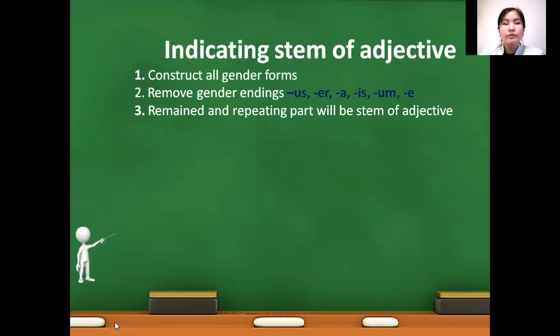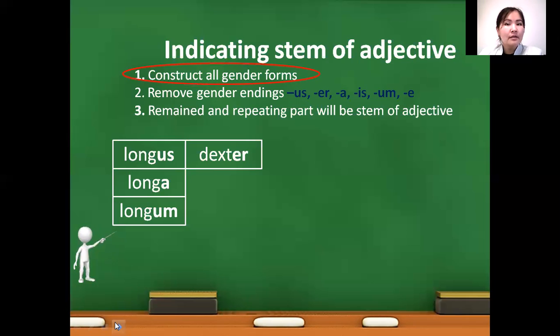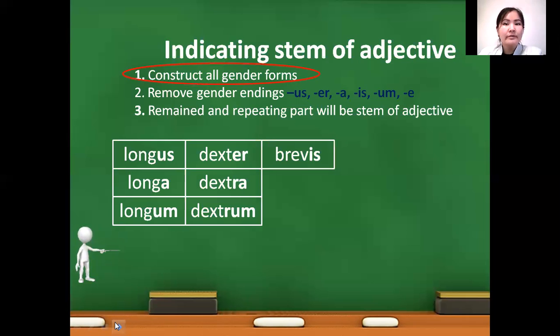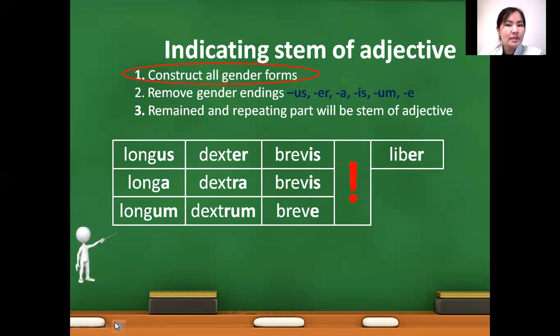So let's see examples. First, constructing all gender forms. Longus. You know that gender forms are constructed by changing us to endings a and um: longus, longa, longum. Dexter, for constructing female and neutral forms, er is to be changed to ra and rum: dexter, dextra, dextrum. Brevis, you know, second group adjective, masculinum and femininum forms are same: brevis, brevis. For constructing neutrum form, we use ending e, breve. And in case of exception, e letter must be kept in all gender forms, like liber, libera, liberum. So first step done, we constructed all gender forms.